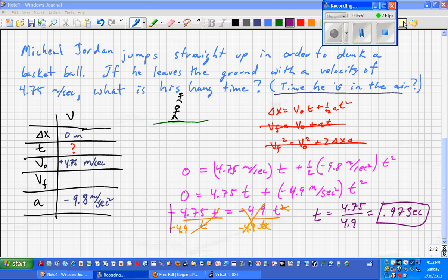A couple of key things to remember here. Since he is launching and landing in the same spot, that change in position vertically is going to be 0, and acceleration is always negative 9.8 meters per second squared due to the acceleration due to gravity.